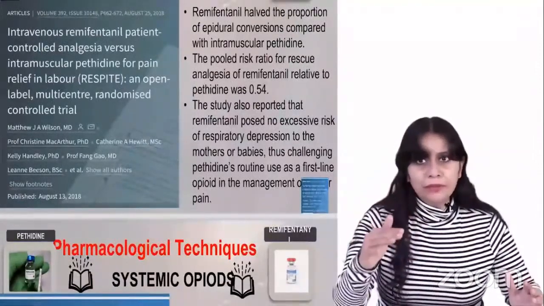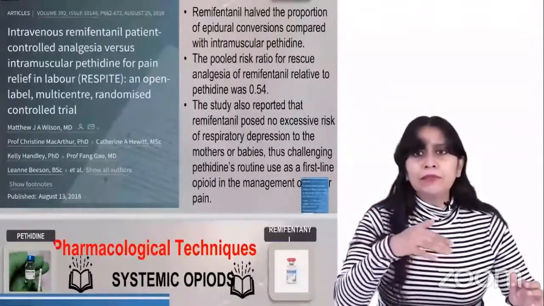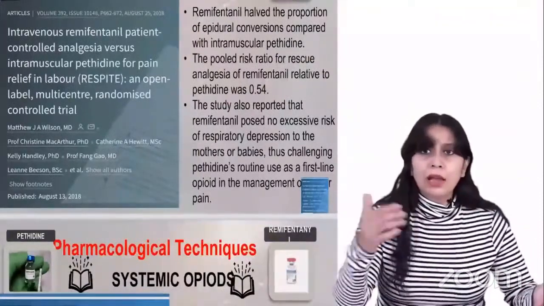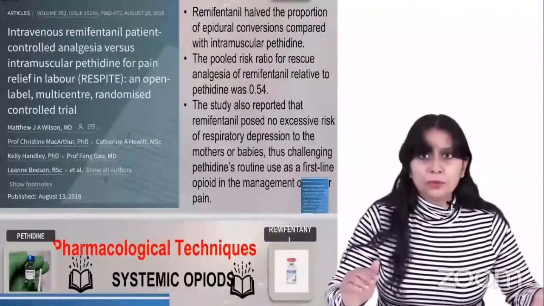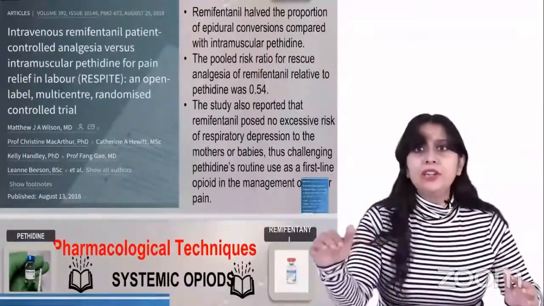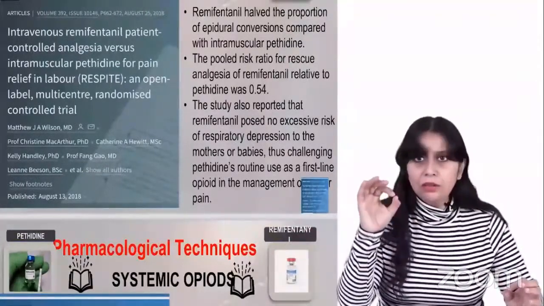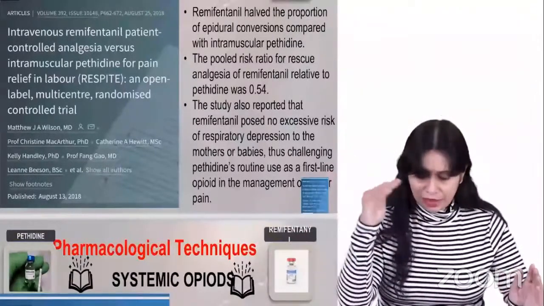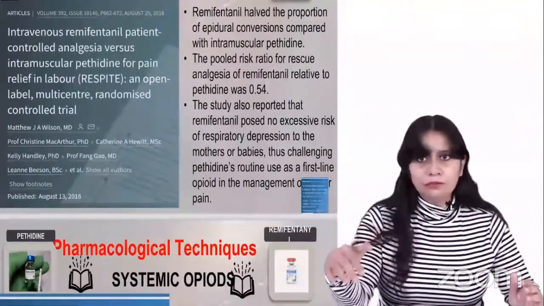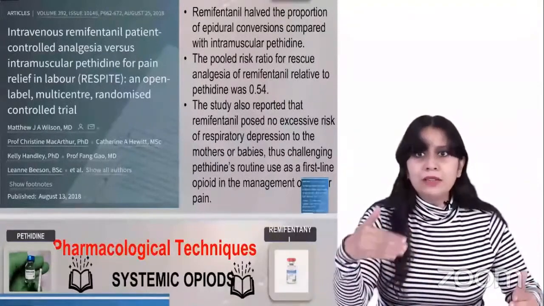justified the use of remifentanil over pethidine, and they said that remifentanil should replace pethidine. Pethidine is more of a choice of obstetricians, and it should be replaced by a better opioid. We have a better opioid available. So remifentanil halved the requirement of epidural conversion. The rescue analgesia requirement was less. And with remifentanil, there was no respiratory depression to mother or fetus. So every benefit was seen with remifentanil. So they recommended the replacement.